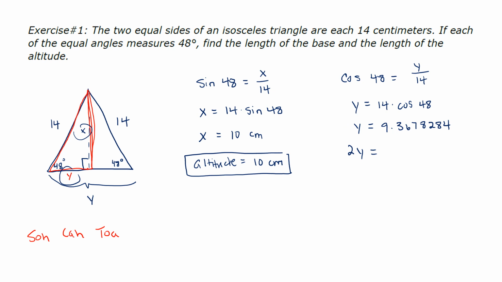So we're going to take our y and multiply it by 2 and round that value to two significant values. So that would get us 19 centimeters. So our base of the whole isosceles triangle is 19 centimeters. Okay, great.